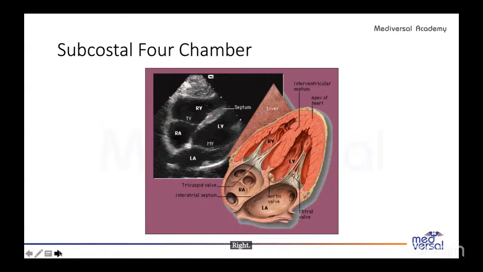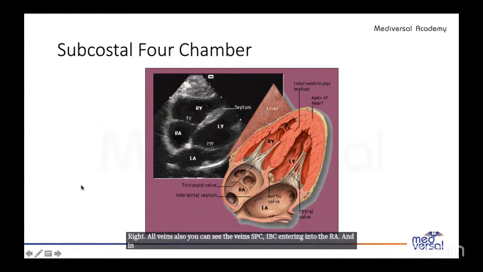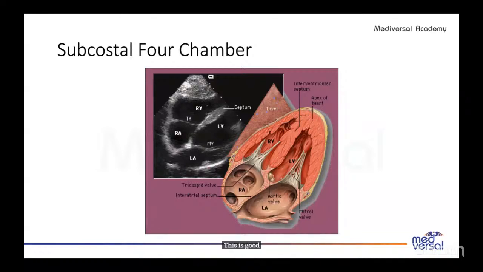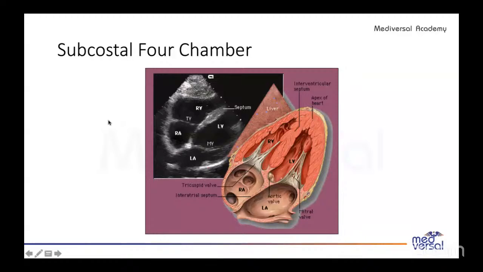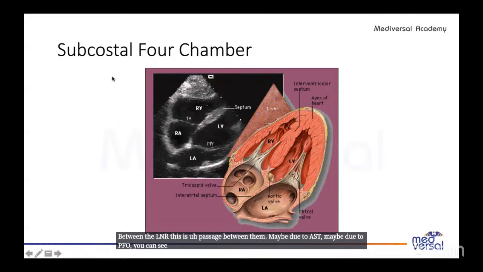And all veins also you can see, the veins SVC, IVC entering into the RA. And in the LA, sometimes you can see the veins also, and you can see the aortic valve also. This is again the four chamber, but a slightly tilted view. This is good for the atrial septal defect. If you want to see the atrial septum between the LA and RA, if there's a passage between them, maybe due to ASD, maybe due to PFO, you can see it from this view. Next slide, please.